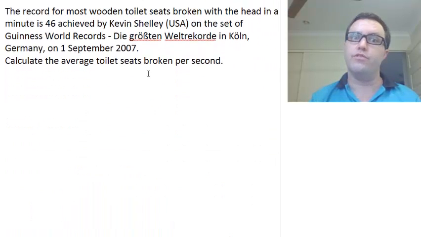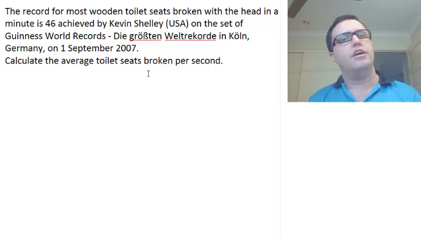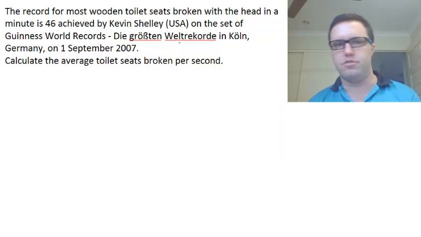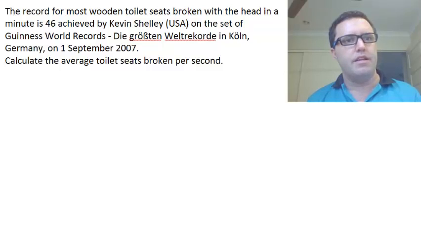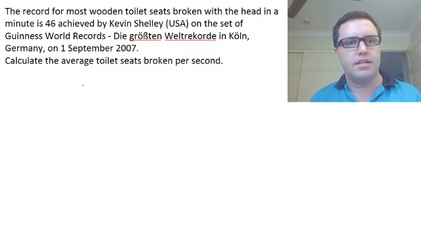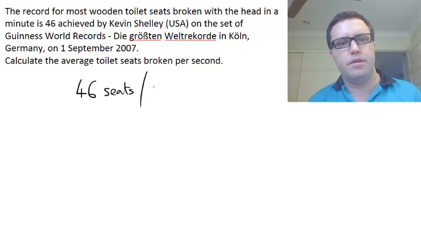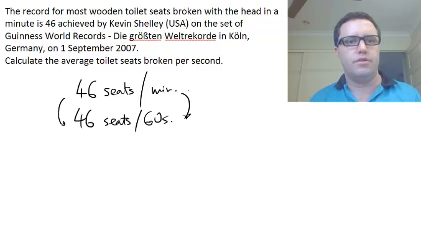Okay, now lastly, the world record for the most toilet seats broken with the head in a minute is 46, achieved by Kevin Shelley on the set of the Guinness World Records in Köln, Germany on the 1st of September 2007. Now, we can calculate the average number of toilet seats broken per second. So let's set up our rate to start with. It's 46 seats per minute. Right, so that changes to 46 seats per 60 seconds.